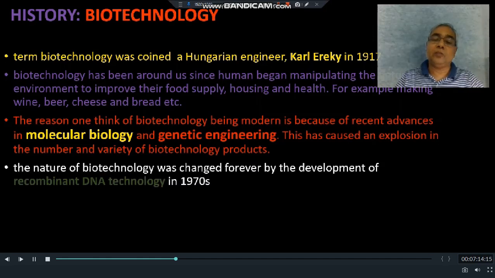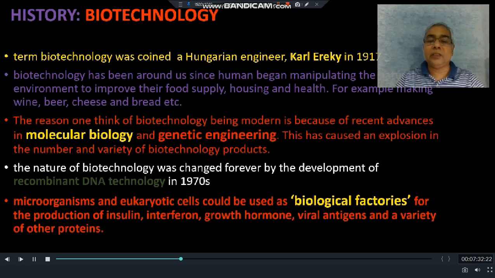Then the nature of biotechnology was again further changed by the development of recombinant DNA technology, because this technology has further improved the value of biotechnology. Now we have reached a condition that even various organisms can be used as biological factories. Biological factories means as a production center. We only have to provide the basic information, or we can provide the process and make the biological organisms act accordingly. Microorganisms and eukaryotic cells could be used as biological factories for the production of insulin, interferon, growth hormone, viral antigens and a variety of other proteins.